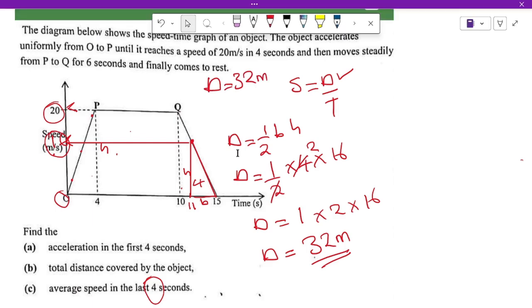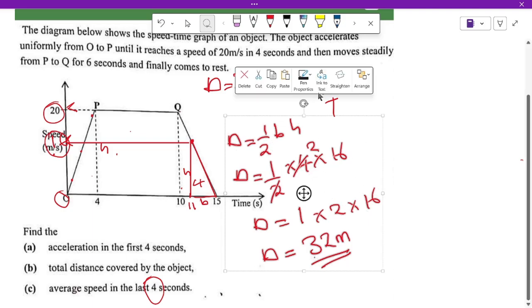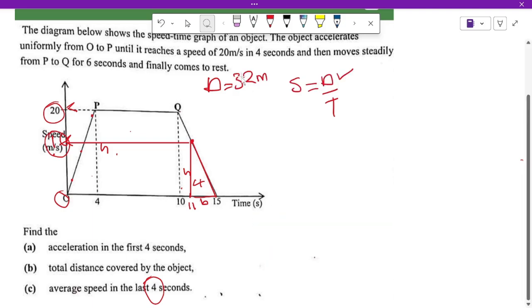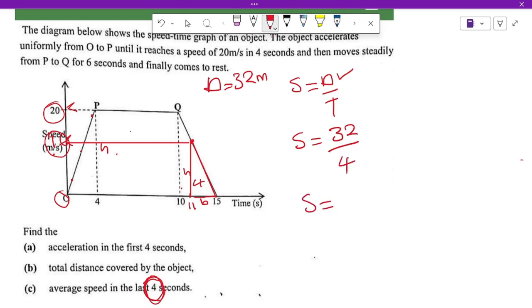Now that we have distance, we can solve for the speed. Speed is equal to distance over time. The distance is what we just found, 32, over the time. What is the question saying? Distance in the last 4 seconds. So our time is 4. Your speed is going to be 32 divided by 4, that should be 8. So that's 8 meters per second. Remember, speed is in meters per second, and you are done.